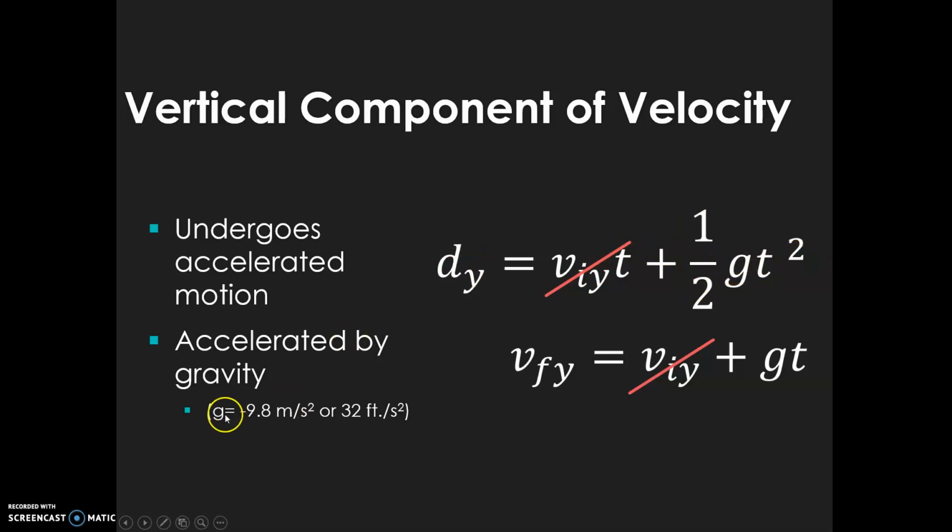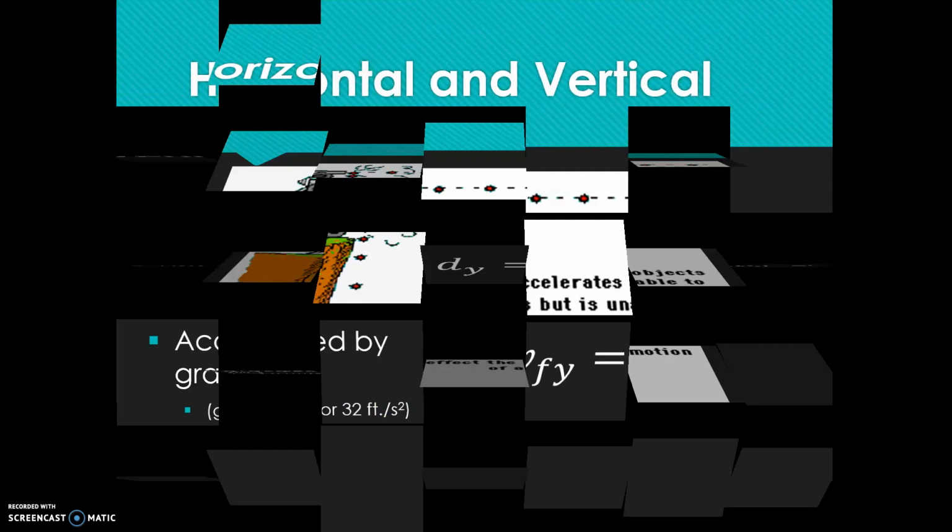This g, the acceleration due to gravity, is either negative 9.8 meters per second squared or 32 feet per second squared. If you want to know how fast it's falling, it is gravity times time. So it's 9.8 times the time, or 32 feet times the time, depending on if you're measuring in feet or in meters.